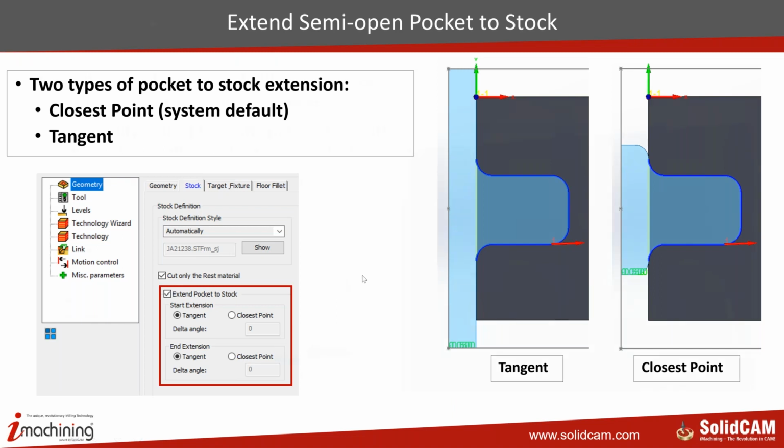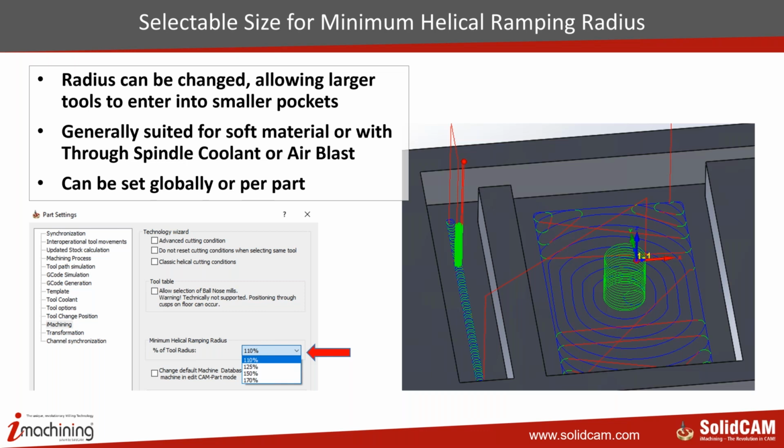Another new function available inside iMachining 2D is control of the helical ramping radius. If you want to machine a very small slot where the default helical ramping diameter cannot fit, you can go to SolidCAM settings. Inside the part setting, you have the minimum helical ramping radius. You can increase the ramp radius percentage value so that the helical ramping fits inside the small channel that you would like to open using the ramping function.